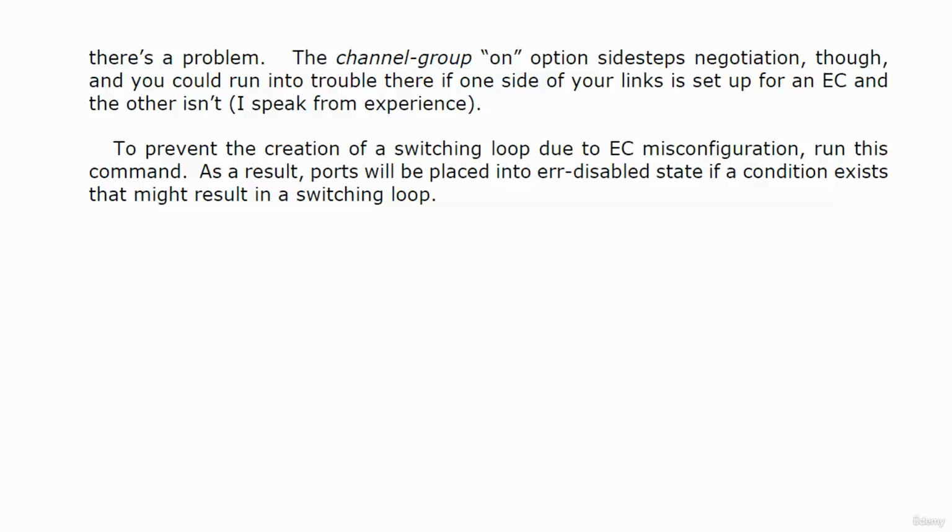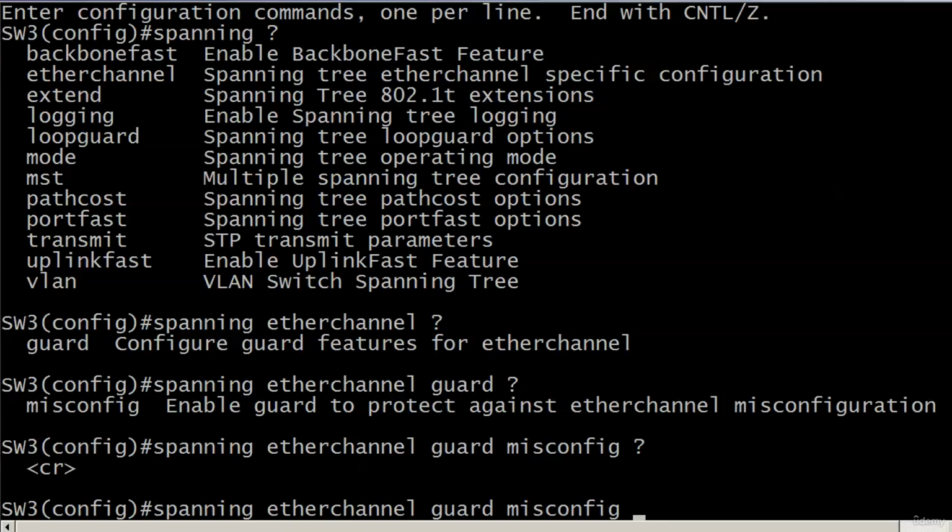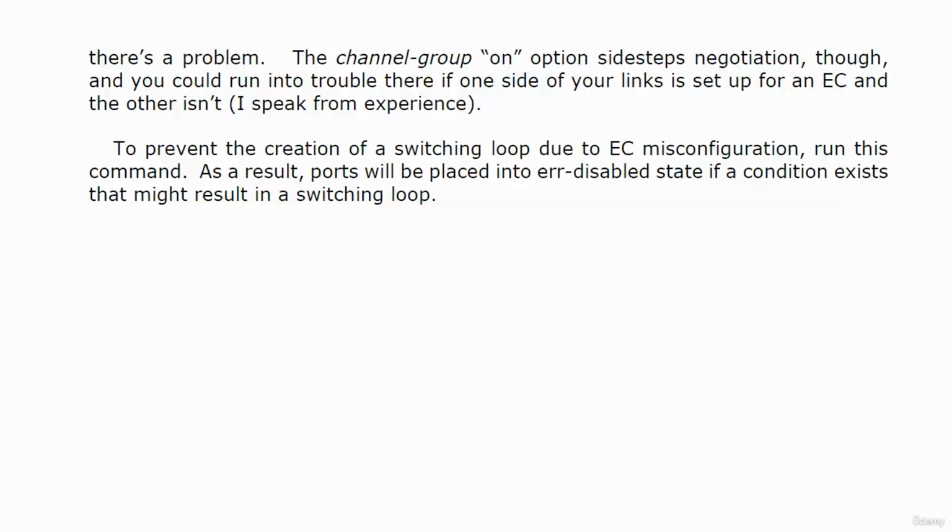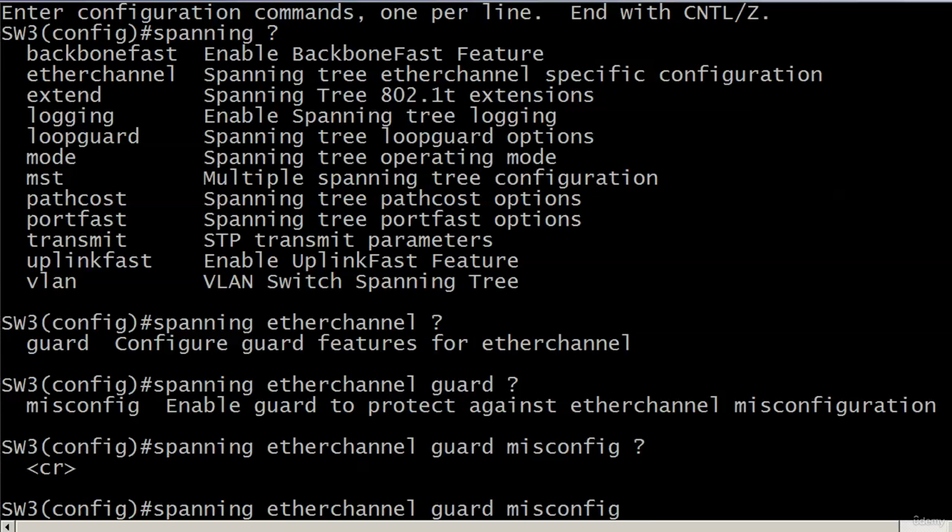I've seen that happen. Well, to prevent the creation of a switching loop due to EtherChannel misconfiguration, you can run that command. And again, let me give you the full command. It's spanning-tree etherchannel guard misconfig. As a result, if a condition exists that might result in a switching loop, the ports are placed into error-disabled state immediately. So if you start seeing something about error-disabled ports when you're building an EtherChannel, there is a very good chance, an excellent chance, that this particular feature has been enabled. But again, no options, it's all or nothing. And I've said it a couple times in this video, but that's really all there is to that particular feature.